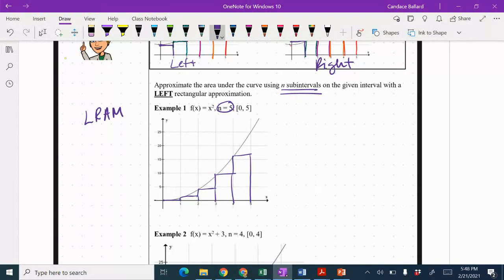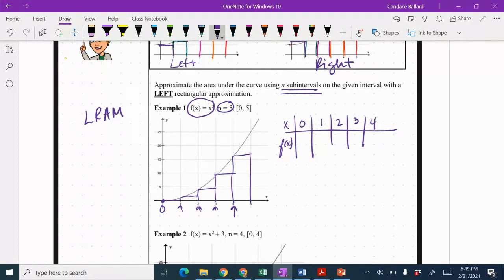I'm going to basically put my values into this function. Let's think about that function in terms of a table for just a second. This is x and this is f of x. If I put my first height in of 0, and then 1, 2, 3, 4, I didn't actually draw a height from 5. So 0 squared is 0, 1 squared is 1, 2 squared is 4, 3 squared is 9, 4 squared is 16.